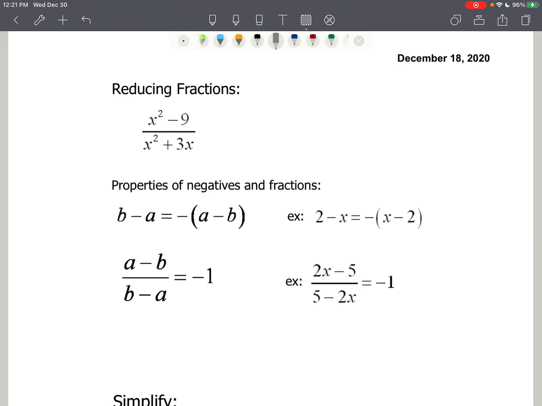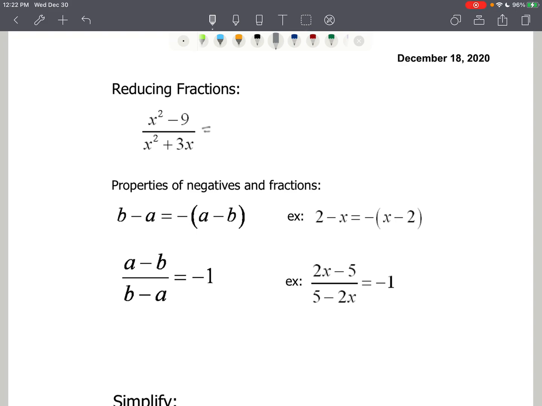When we reduce fractions, we look for common factors in the numerator and the denominator so that they, what we call, cancel out. However, technically, they don't just cancel out and become zero. They cancel out because anything over itself is a factor of 1. So I'm going to demonstrate that here.